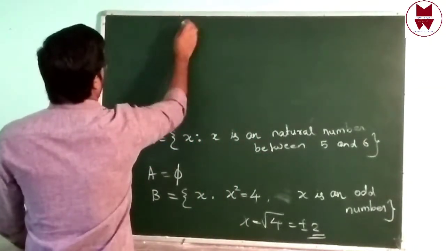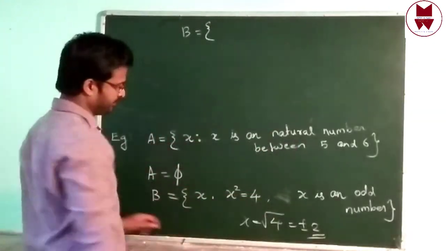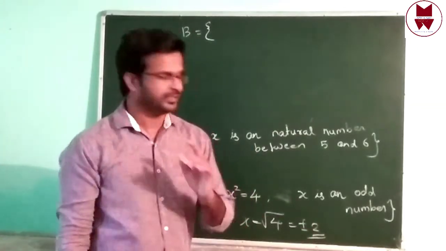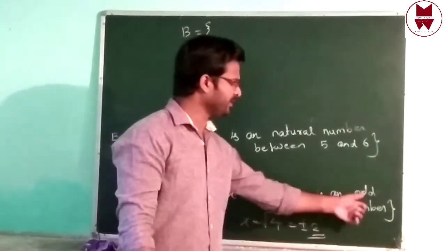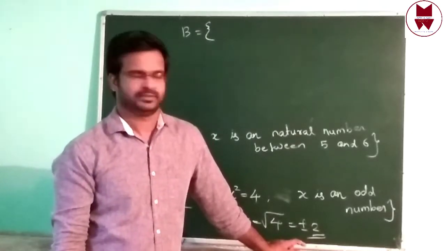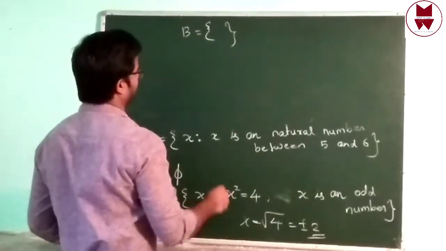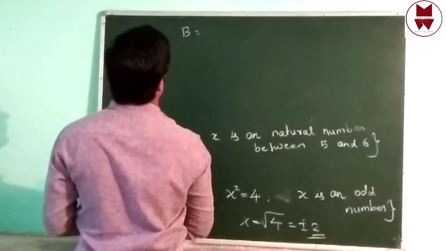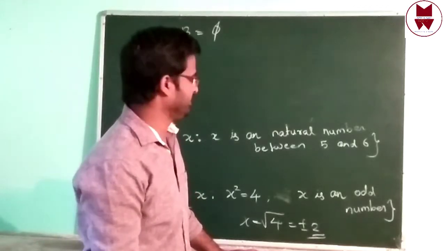Then if you write it in tabular form, here plus or minus 2, two elements are there. But two conditions are given. The first one is x square equals 4, and x is an odd number. Is any of these an odd number? 2 is not an odd number, 2 is an even number. That's why we cannot consider any element. Then what will we get? That is the empty set, phi. Otherwise you can write B equals phi. This is an example of another empty set.